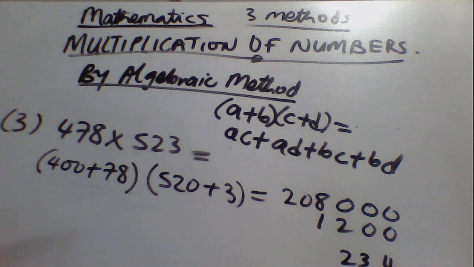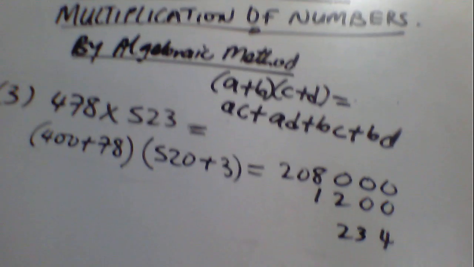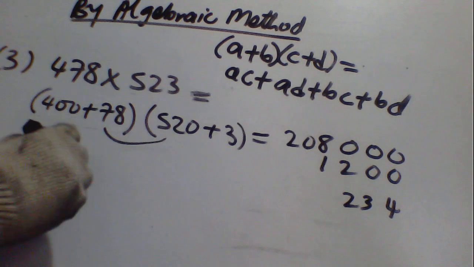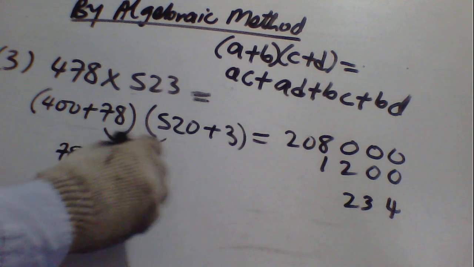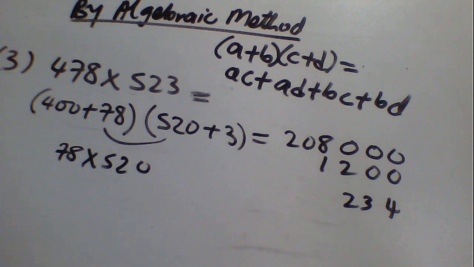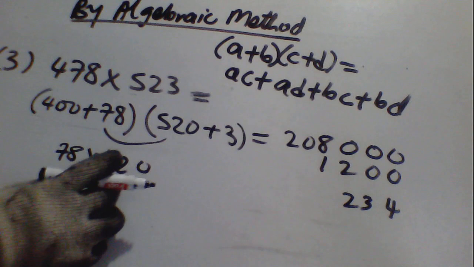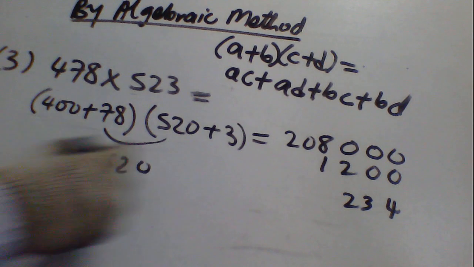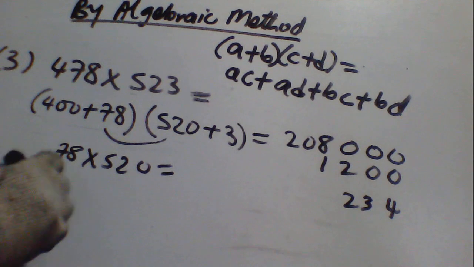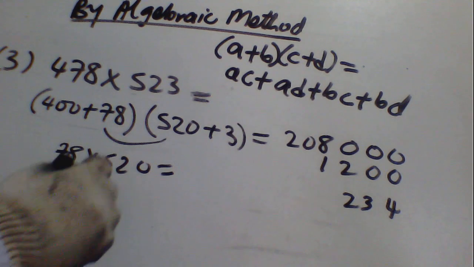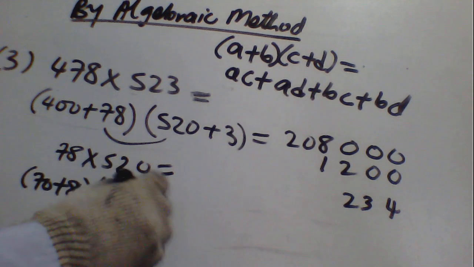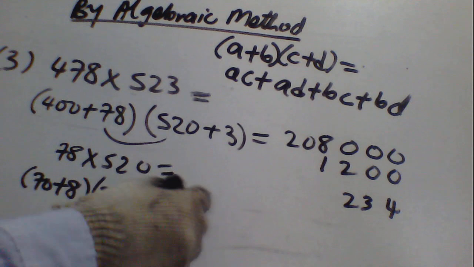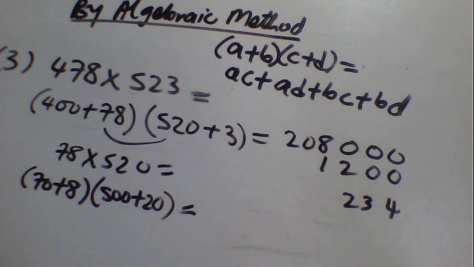Remember, I leave one row here. So let's do that row. That is 78 times 520. This is a subset. We can still use this method again to do it here. Split it into 2. This is the same as 70 plus 8 multiplying 500 plus 20. So we can still perform minor multiplication within the major multiplication.